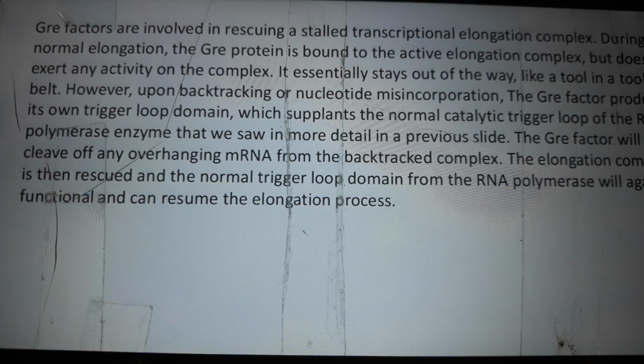However, upon backtracking or nucleotide misincorporation, the GRE factor produces its own trigger loop domain, which supplants the normal catalytic trigger loop of the RNA polymerase enzyme that we saw in more detail in the previous slide. The cofactor will then cleave off any overhanging mRNA from the backtracked complex. The elongation complex is then rescued and the normal trigger loop domain from the RNA polymerase will again be functional and can resume the elongation process.